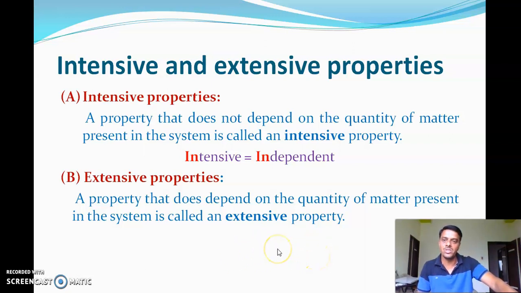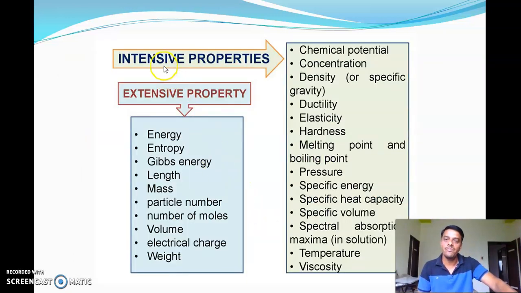Mass is an extensive property. Okay, let us see some examples of intensive and extensive properties. Here is the list of extensive properties. Energy is an extensive property, meaning greater the amount of substance, greater would be its energy. That is why the energy of the substance depends on its quantity. Similarly, entropy, one of the thermodynamic properties, energy, length, mass, particle number, number of moles, volume, electrical charge and weight. These are the properties which depend on quantity. That is why they are called extensive properties.